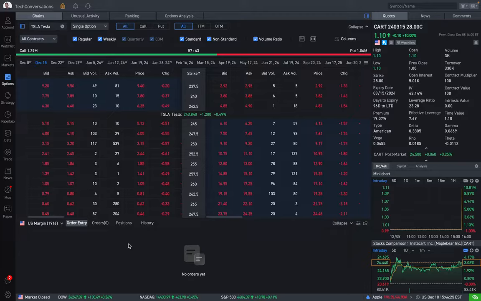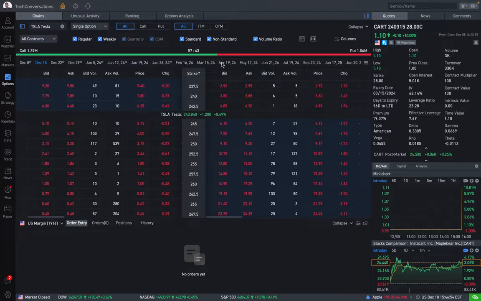So here we are on Moomoo's desktop app. We're on the options tab here and we're on this chains section. So the options chain is a critical map in the world of options. It's here where you can view all available contracts for an asset, like calls and puts side by side, across various strike prices and expiration dates.